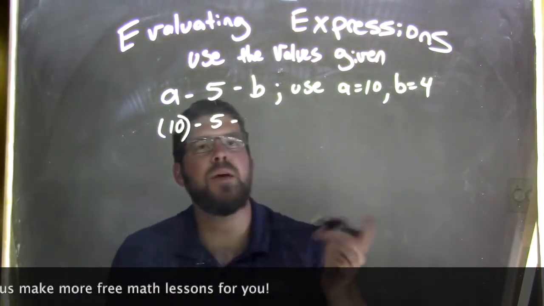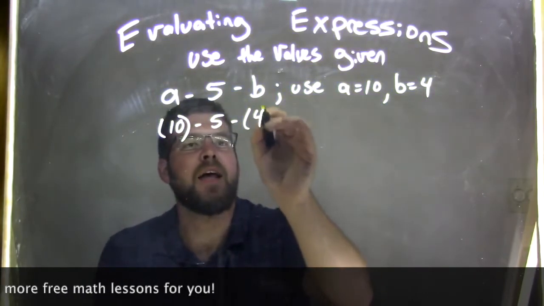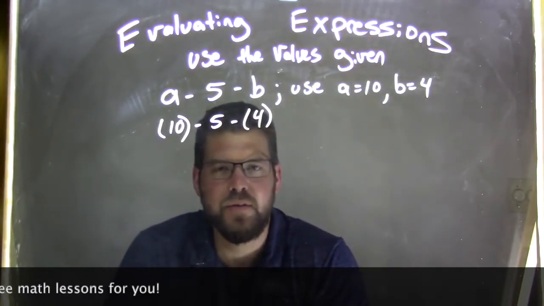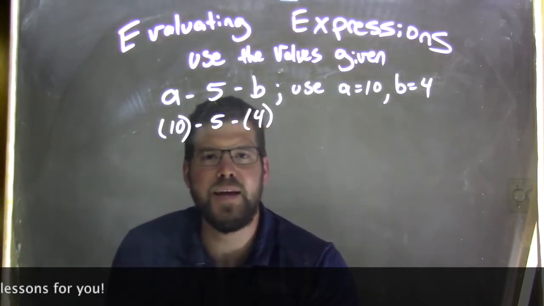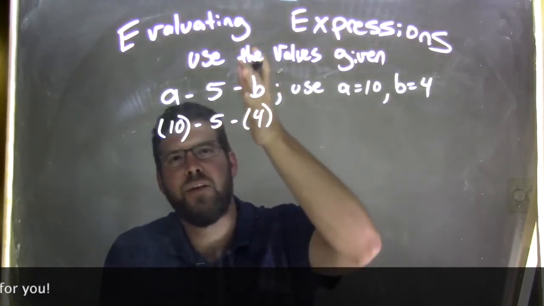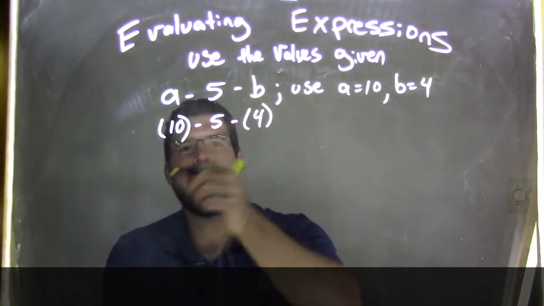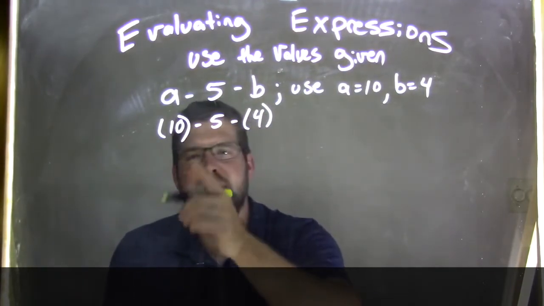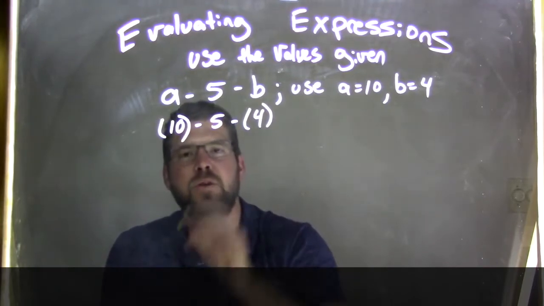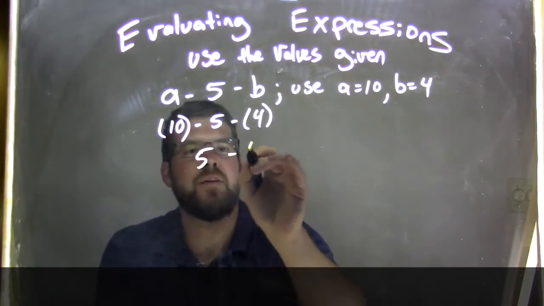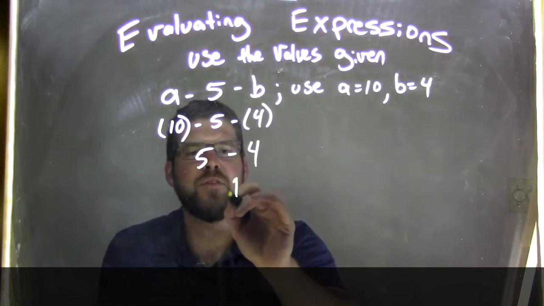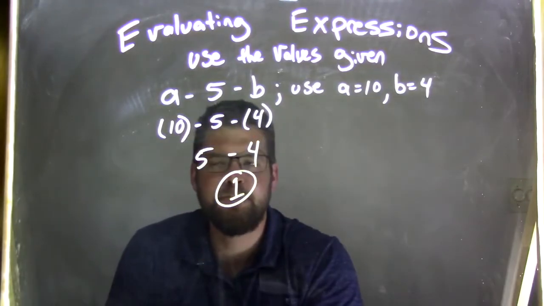So wherever I see a b, I replace it with 4. And again, I always use parentheses. Use your parentheses whenever you substitute in. So you know that you just substituted that variable in, or whatever it ends up being. It's good practice. Well, 10 minus 5, right? All subtraction here, left to right, 10 minus 5 comes first. 10 minus 5 is 5, minus 4, and 5 minus 4 is just 1. And there, we're done.